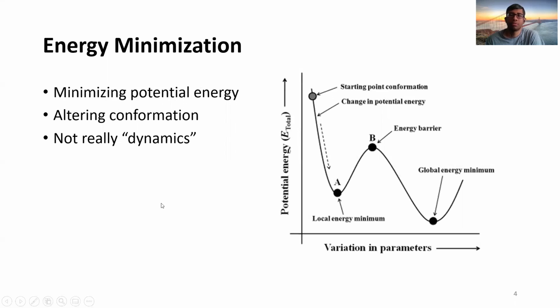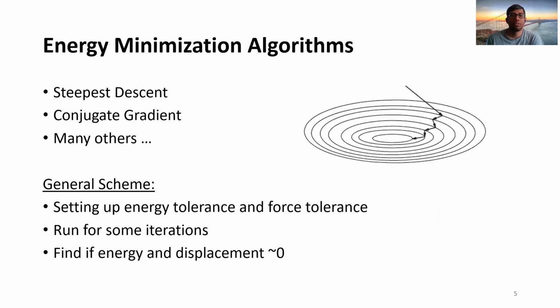So in energy minimization, we have said that we want to run an MD simulation, but before that, we have to actually minimize the total potential energy of the system by running some algorithms by this general scheme, by setting up some energy tolerance and force tolerance and running it for some iterations to find whether after some iterations the energy and displacement is close to zero, so that we can be sure that the current conformation is energetically viable to run an MD simulation.